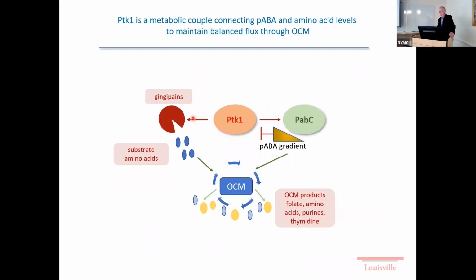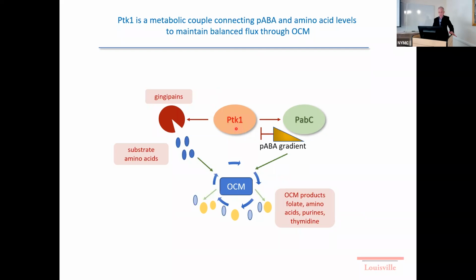Okay, you guys kind of dissected all this out already with your questions, but in essence, we think PTK1 is a metabolic couple that balances PABA levels with amino acid levels, which are produced by the gingipains and are substrates for one carbon metabolism, to maintain balanced flux through one carbon metabolism. Organisms all have very different and important ways of maintaining the right balance through one carbon metabolism. Basically, PTK1 phosphorylates and activates gingipains. Gingipains produce substrate amino acids for one carbon metabolism. The one carbon metabolism products are essential.